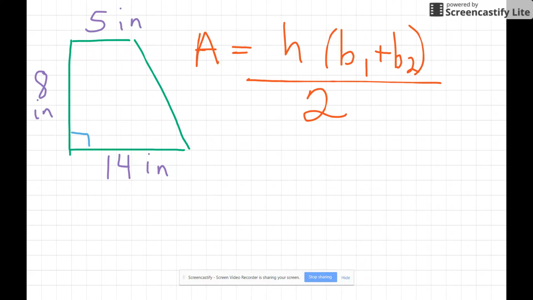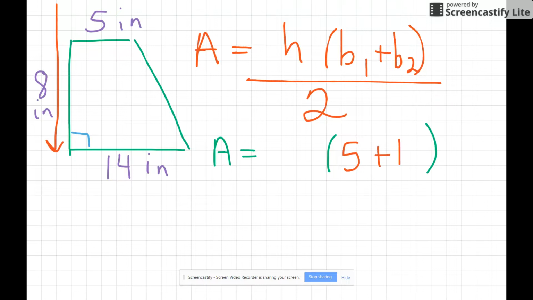Now your second step is to go and plug in the values that you need. You need the sum of the bases. Now I like to work from the top down, from the top base to the bottom, but you can do whatever you want. This is the commutative property after all. We're going to put our two bases inside the parentheses because we need to sum those first. Our height is 8, so that goes in place of the h, and we're going to divide everything by 2.